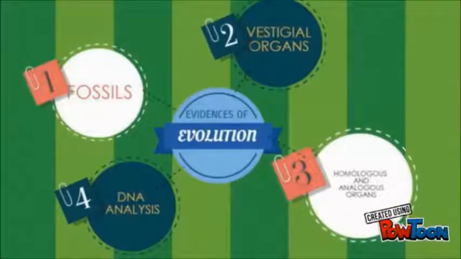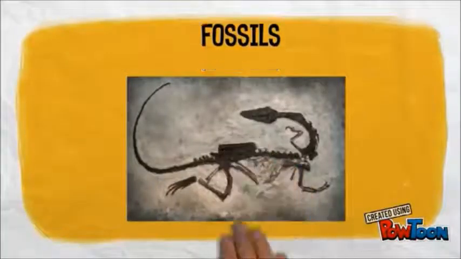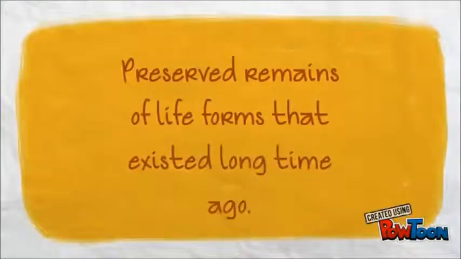There are many ways, like study of fossils, vestigial organs, homologous and analogous organs, and DNA analysis, by which evolutionary relationships between organisms can be proved. Fossils are the preserved remains of life forms that lived a long time back. But how are they formed?